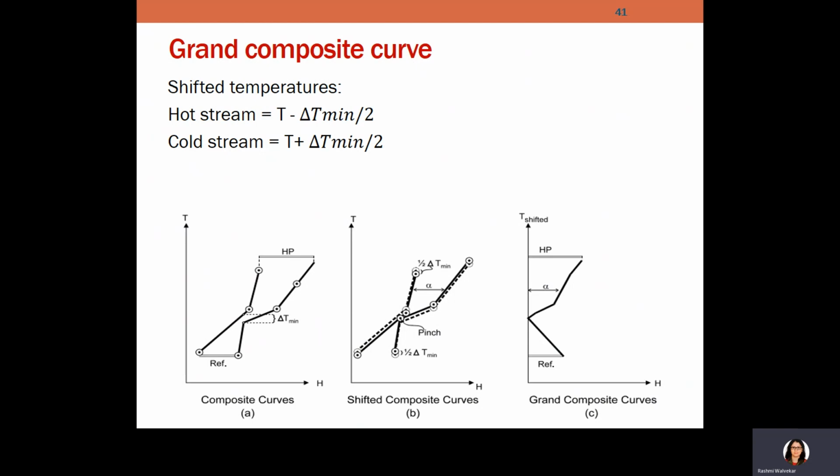For cold streams, we are going to add the delta T minimum divided by 2. So once you do this, you shift your curves vertically up and down so that you have these adjusted temperatures in such a way that your pinch point still remains a 10 degrees Celsius difference. Then you join the curve as one single line and it becomes your grand composite curve.